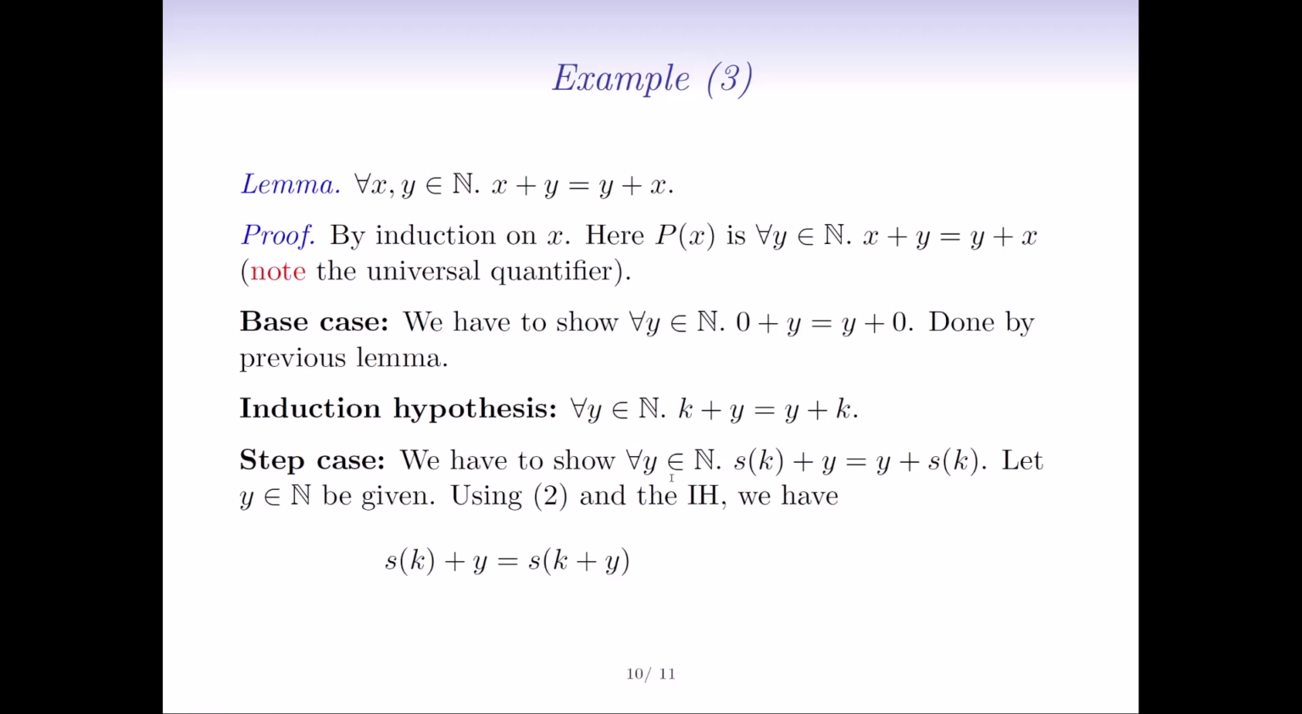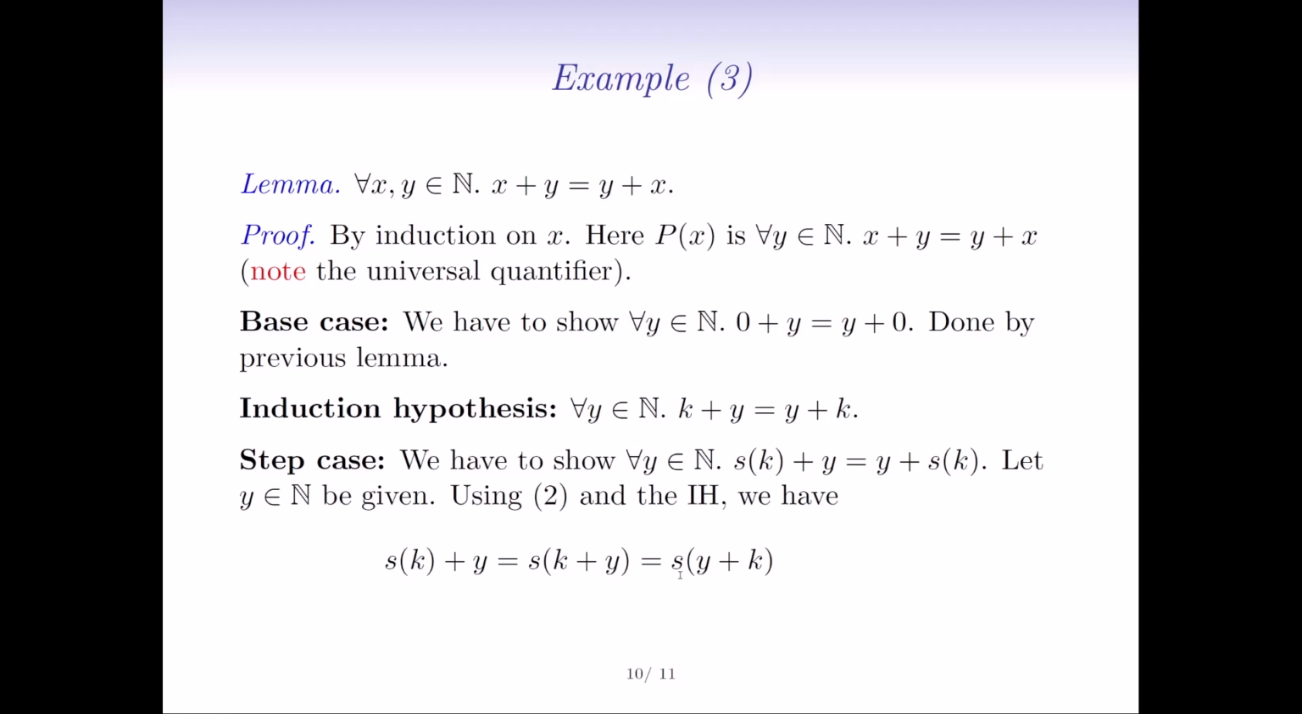So let's just assume some arbitrary y. We can't assume anything about it. And then let's start at the left-hand side of this equation and see how far we get. So using equation 2, successor of k plus y is equal to the successor of k plus y. And by the induction hypothesis, k plus y is equal to y plus k.